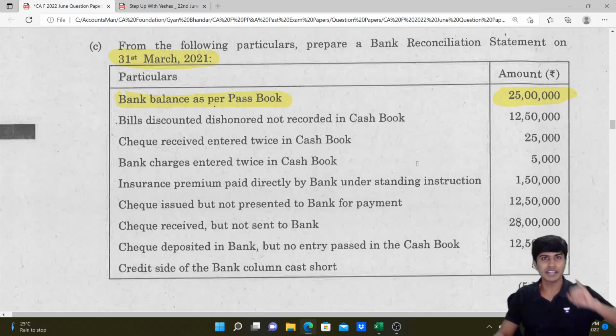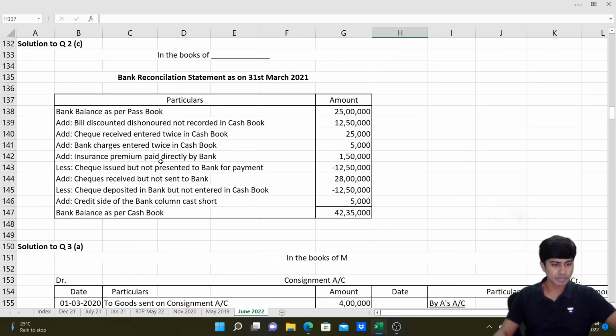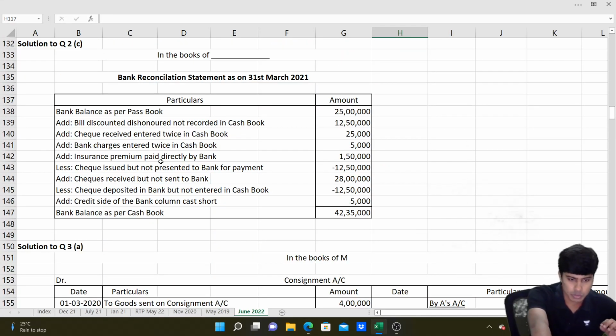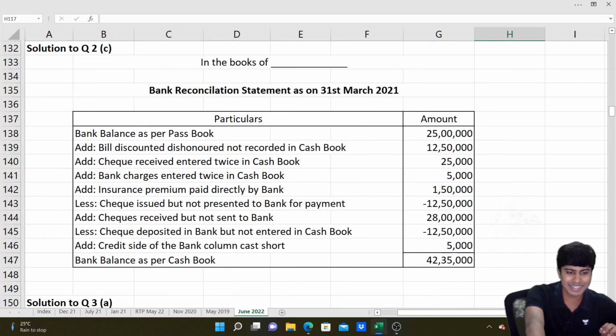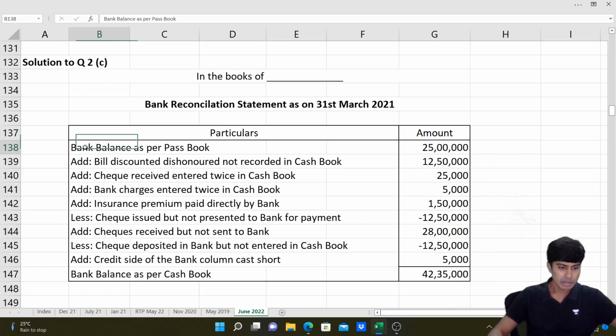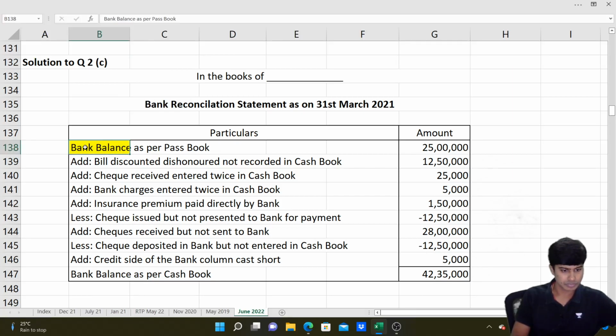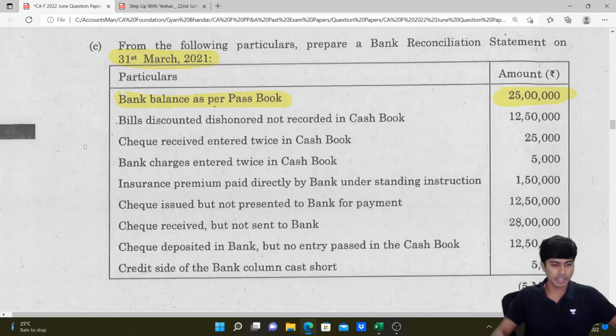So remember, changes are done in P. I'll write passbook. In the books of dash, we don't know in whose books we are doing the BRS. Bank reconciliation statement is done as on 31st of March 2021. Bank balance as per passbook is 25 lakh.